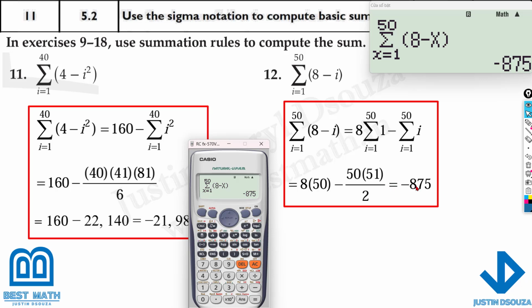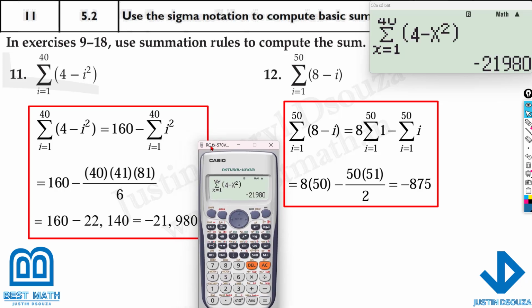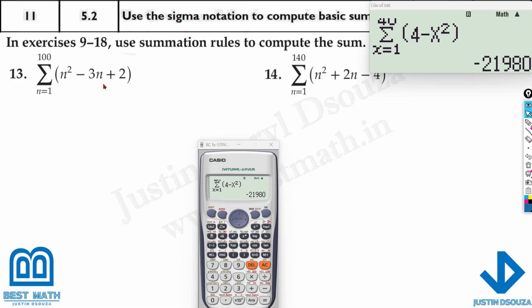Minus 875. Let me do this as well because there's a square involved here. It is 4 minus the square of I, that is x squared, from 1 to 40. And here we go, it is 21,980. Yes, that's the correct answer. Similarly, you can solve these. It doesn't matter that they're huge, it's the same method.